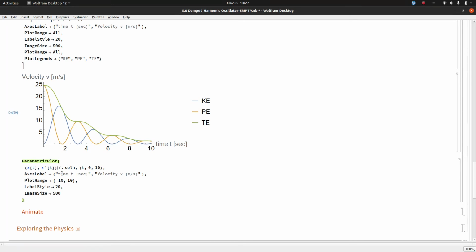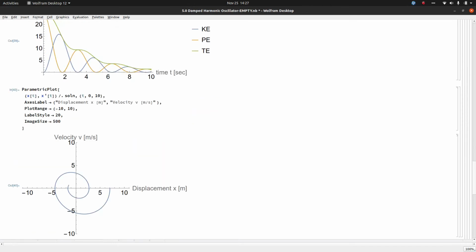And let's see, I need to change my x-axis, which is now no longer time. It's going to be displacement, which is going to be in meters. And I think this should work. There we go.